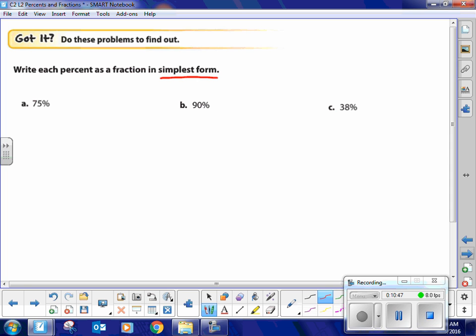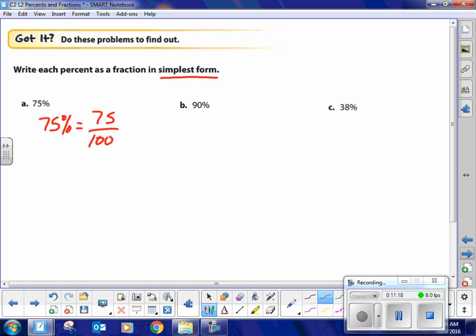The definition of percent is a number compared to 100. So 75% is equal to 75 over 100. Now we must simplify. I happen to know what the GCF is. I'm not going to build my trees anymore because I expect you to do that. I can tell that the greatest common factor between 75 and 100 is 25.